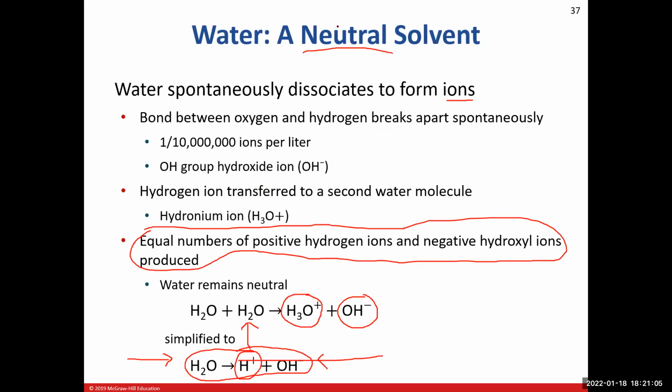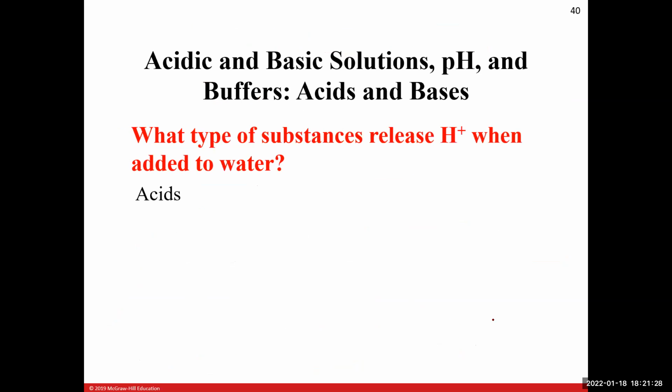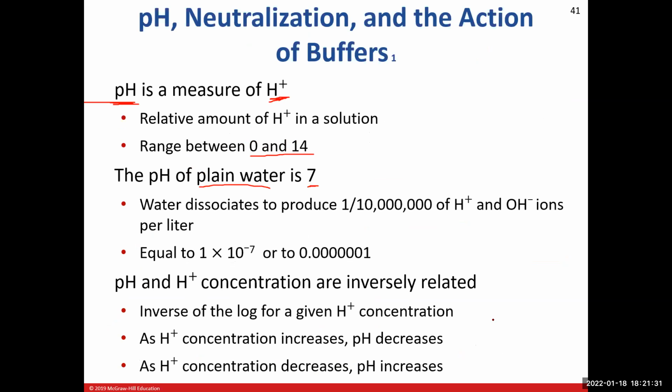Water is a neutral solvent. Okay? So water is neutral. And the reason why it's neutral is because it's always going to produce equal numbers of positive hydrogen ions and equal numbers of negative hydroxyl ions. Okay, so keep that in mind. That's why we put plain water right in the middle, because when it dissociates, it's always going to make equal numbers of these ions. So one positive charge will cancel out one negative charge.